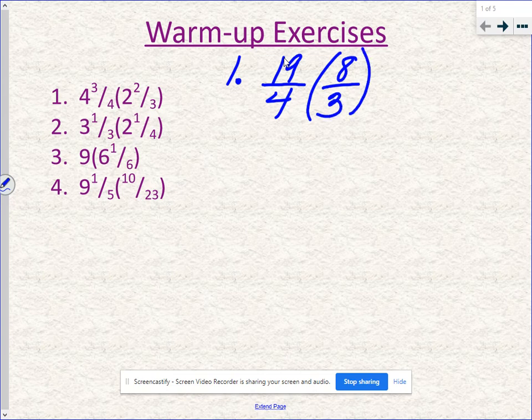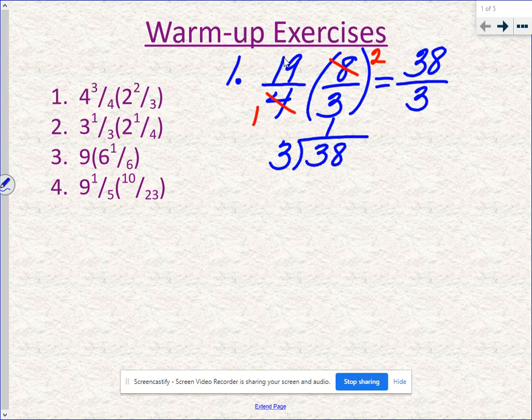And we look to see if we can cross cancel anything, which we can. 4 goes into itself once. 4 goes into 8 twice. And we say 19 times 2 is 38. And 3 times 1 is 3. Now, of course, we have to do our fish hook.